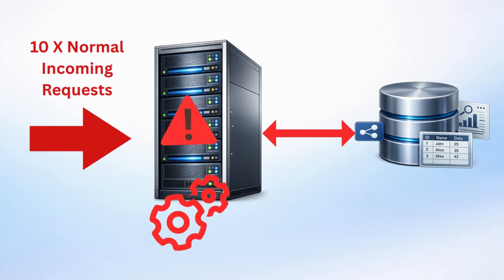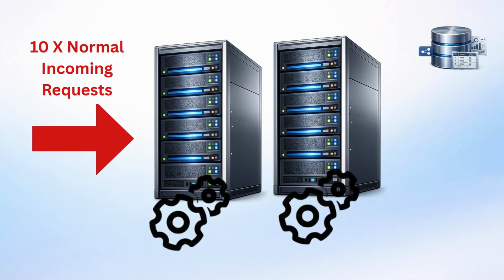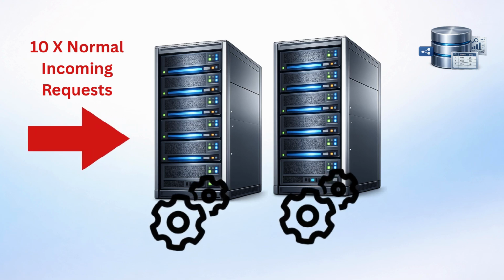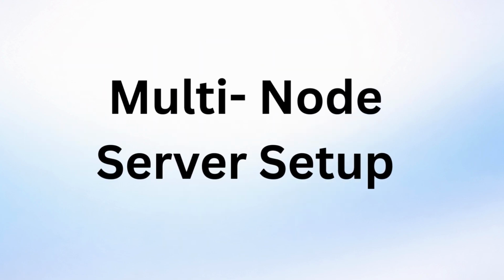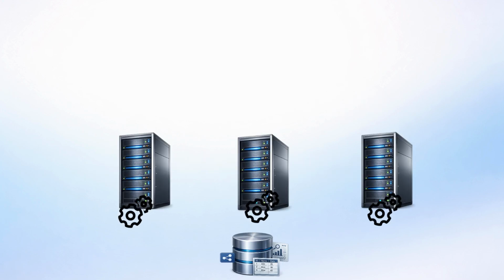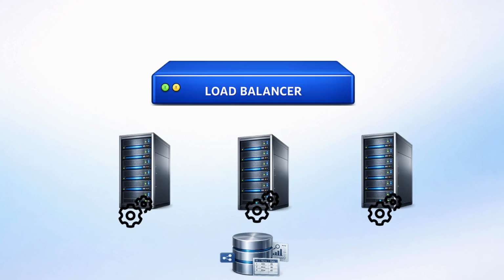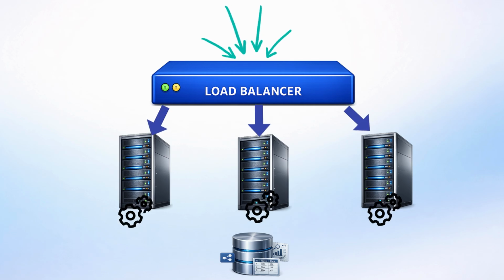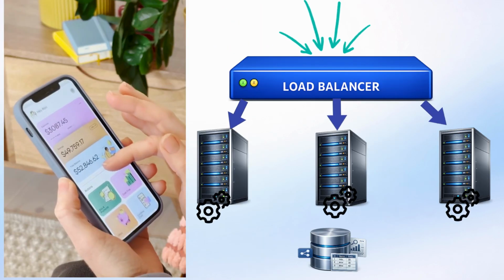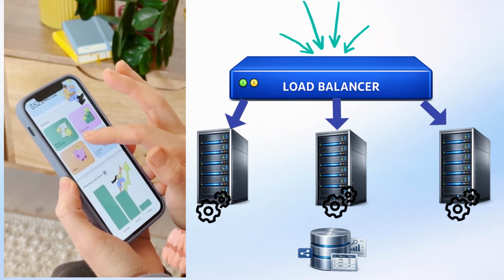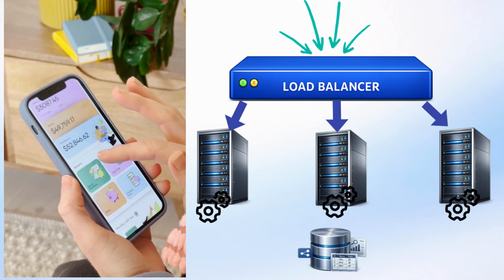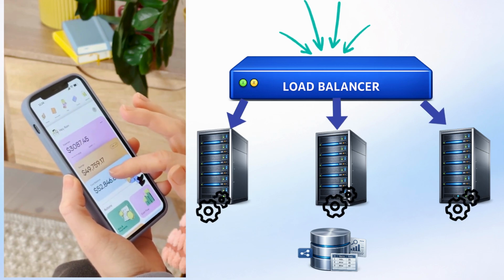Instead of scaling vertically by making one server stronger, we scale horizontally by adding more servers. This is known as multi-node scaling. In a multi-node architecture, multiple machines run the same application. A load balancer sits in front of these servers and distributes incoming traffic. From the user's perspective, everything still appears as a single system. But behind the scenes, multiple servers work together to handle requests.